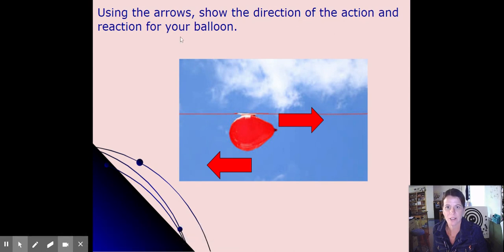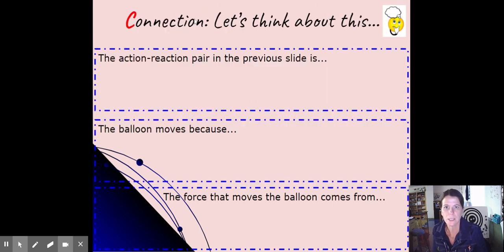Using arrows, show the direction of the action-reaction of your balloon. So the action is air is forced out of the balloon, and the reaction would be the balloon moving to the left.